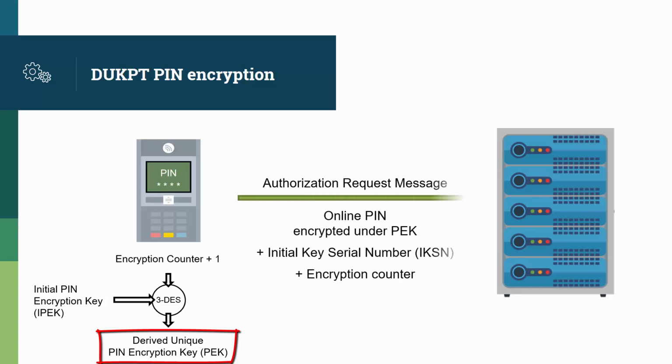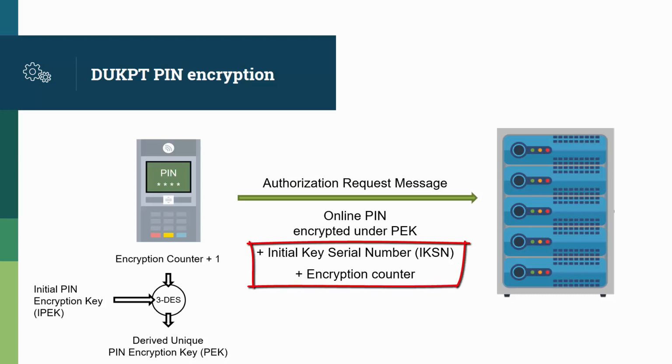When the terminal generates the authorization request message, it inserts the PIN in an online PIN block which is encrypted with this unique PIN encryption key. And it also provides all the information that the acquirer will need to generate this unique PIN encryption key, which means that it also sends the initial key serial number and the current value of the encryption counter. The acquirer will just need to give all that, plus the base derivation key, to the HSM during the key translation process. And that's how DUKPT works. We will go through a worked example in the next lesson.